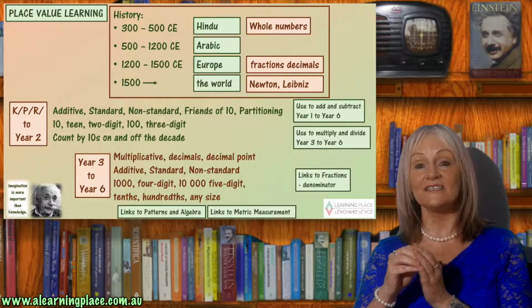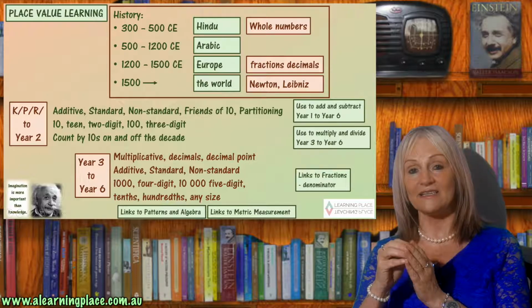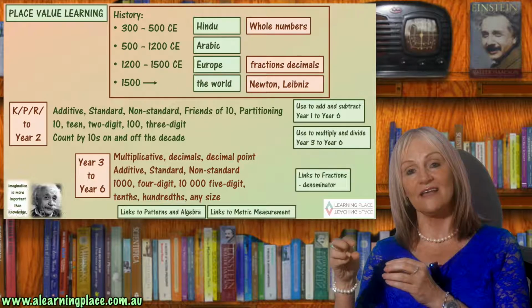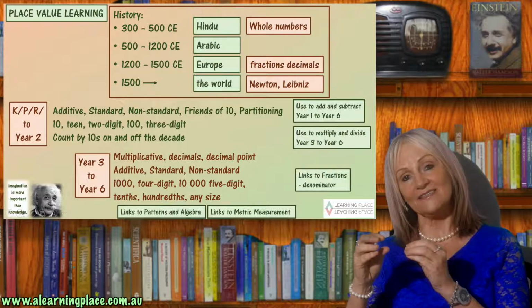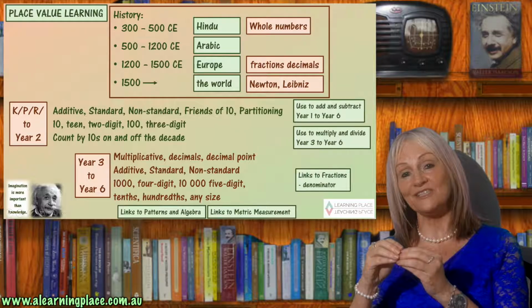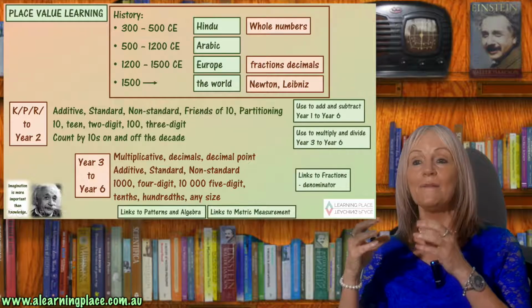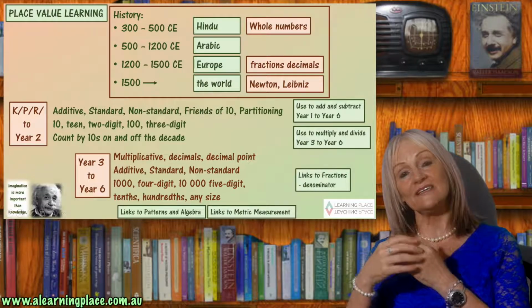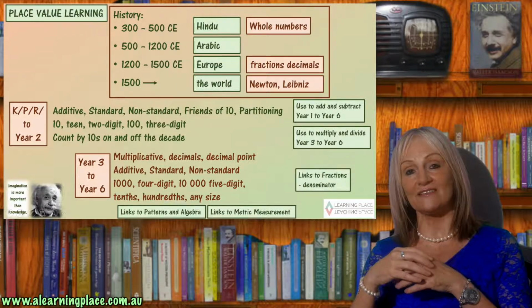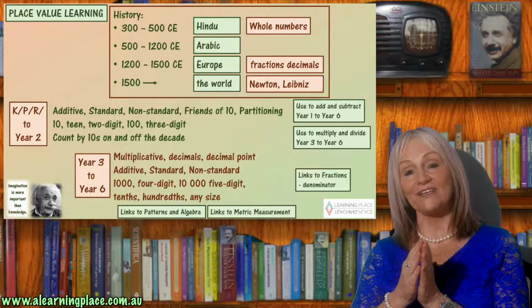Now, following this, people like Newton and Leibniz created calculus. If we had not extended the place value number system to include decimals, they wouldn't have been able to do this, because basically the calculus is the study of very, very small things. So how do children learn place value?